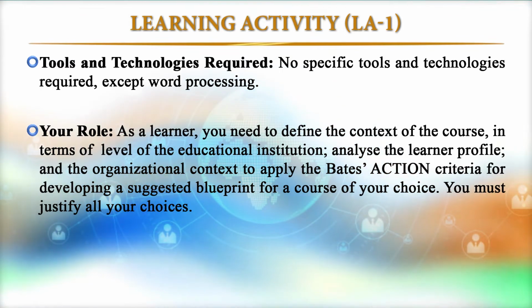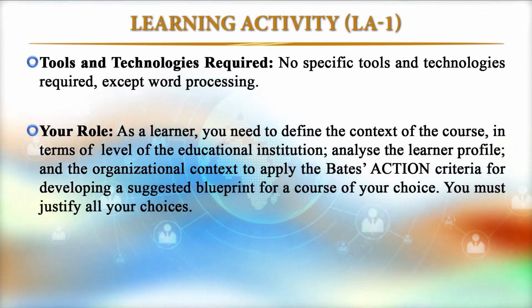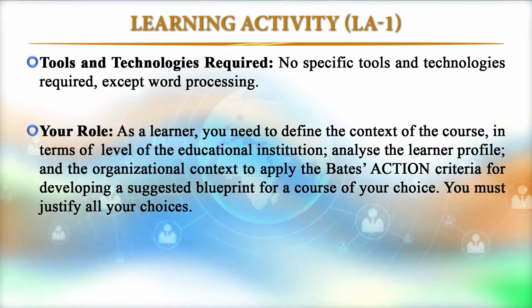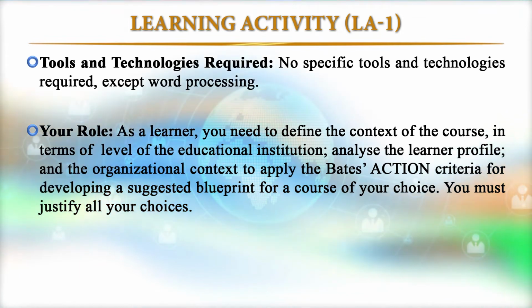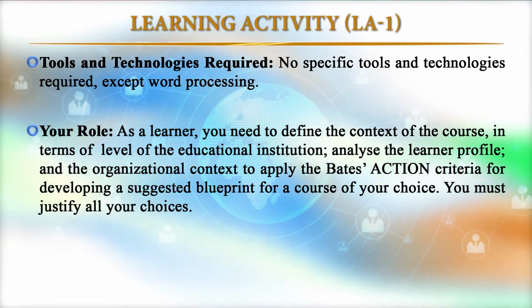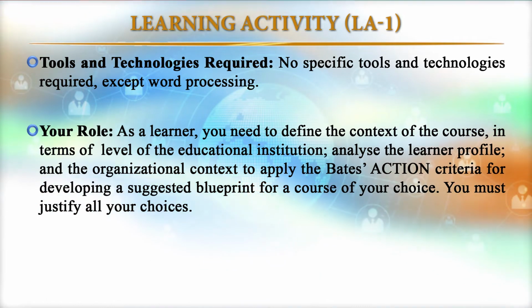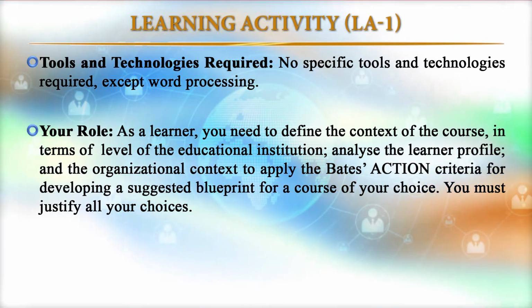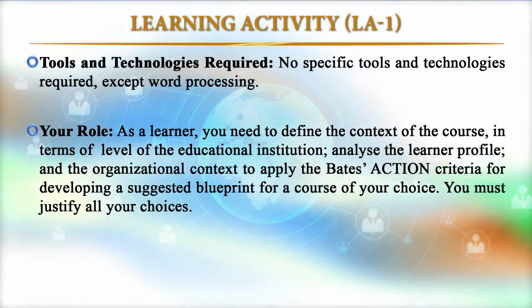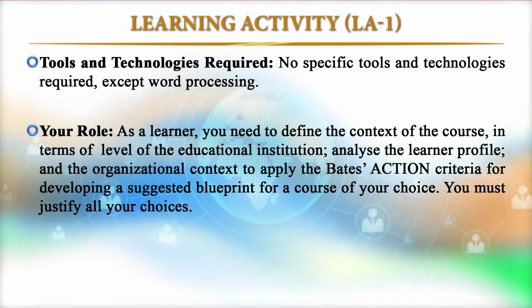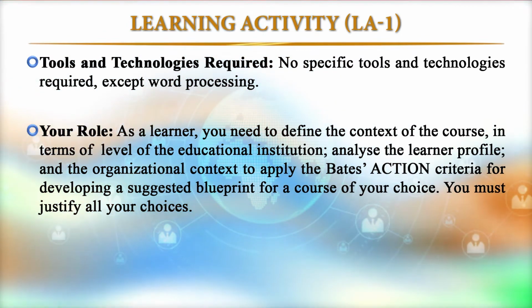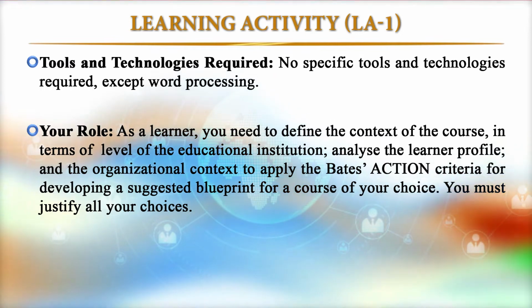You analyze the learner profile and the organizational context to apply the BAT action criteria, that is the criteria which is explained in the course material, for developing a suggested blueprint for a course of your choice. You must justify all your choices: why you have selected them, what your learner profile is, and how you are preparing the content for this activity.